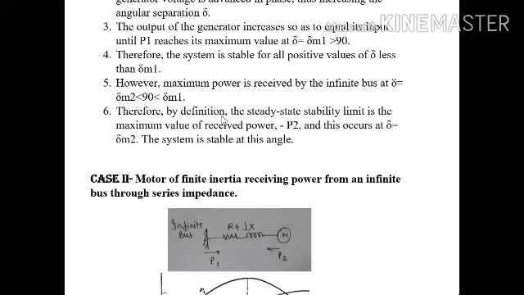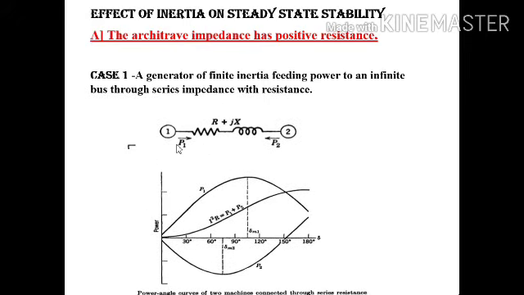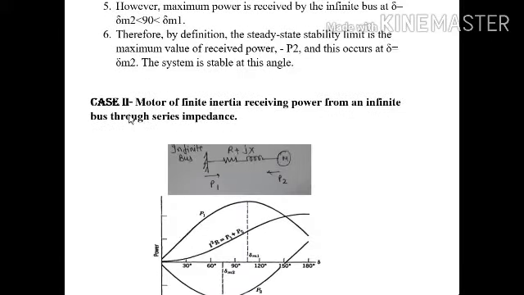Therefore, by definition, the steady state stability limit is the maximum value of received power, that is minus P2, and this occurs at delta equals delta M2. The system is stable at this angle, right? So this was the first case, when the generator is connected to an infinite bus. Okay, then come to the second case.